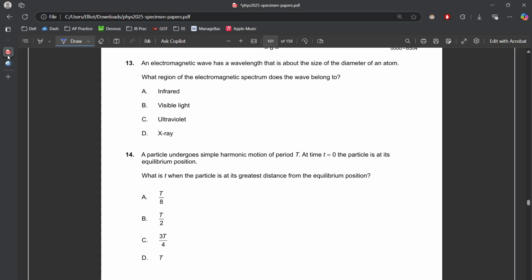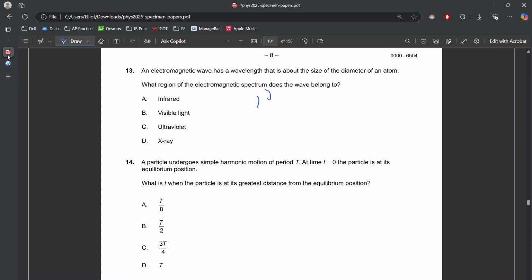Okay, an electromagnetic wave has a wavelength that is about the diameter of an atom. Oh man, you're supposed to know orders of magnitude, and this is not something I remember. I want to say it's like 10 to the minus 18 meters or something like that, but I could be completely wrong.